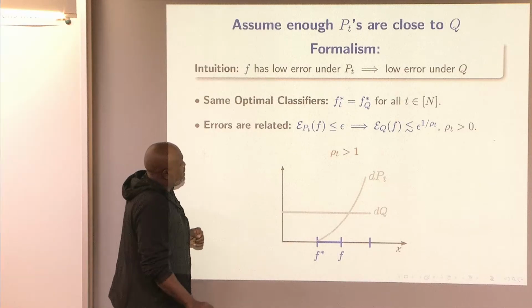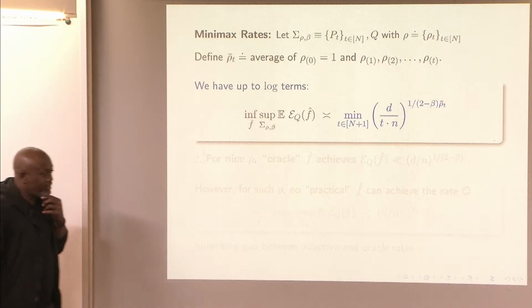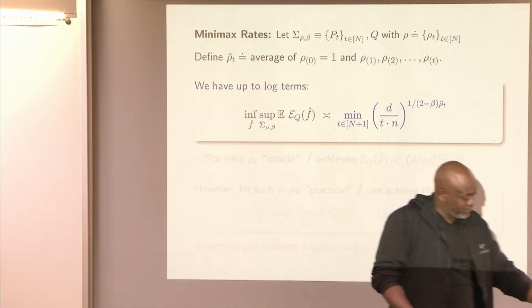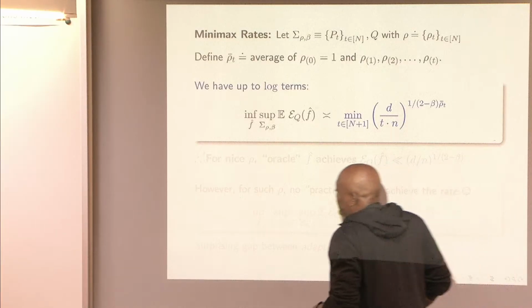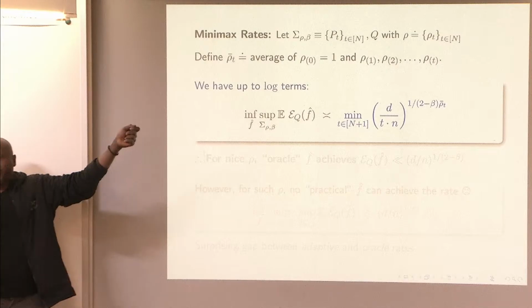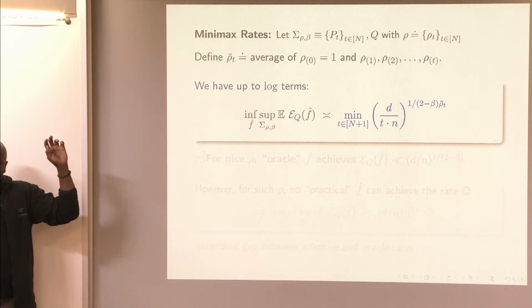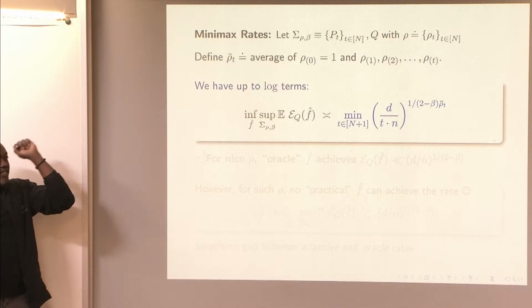All right, so let me move further. What is the minimax rate for the setting? The minimax rate for the setting looks like this. I'll explain it. Now we assume that every P_t is some distance, quote unquote distance, rho_t from Q, from the target. All the F stars are the same.